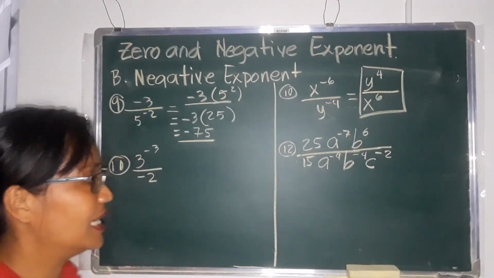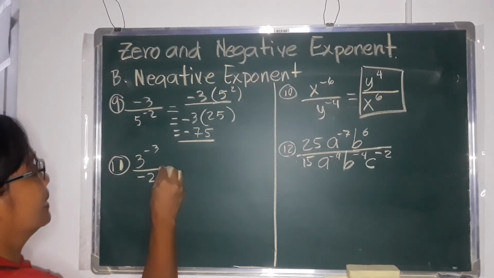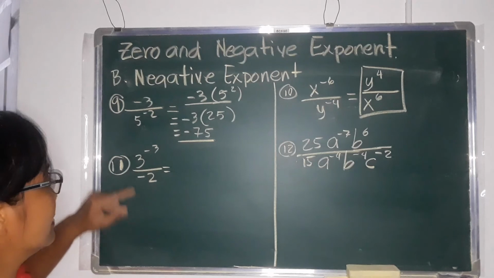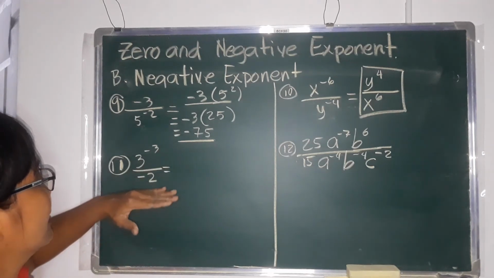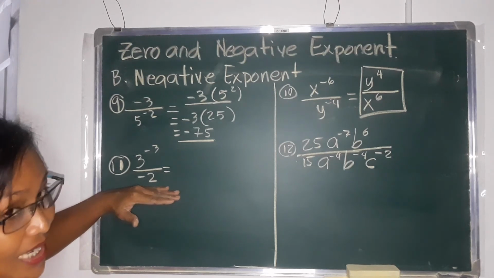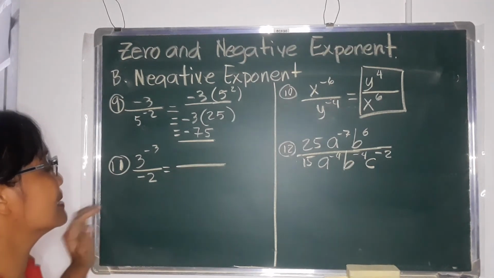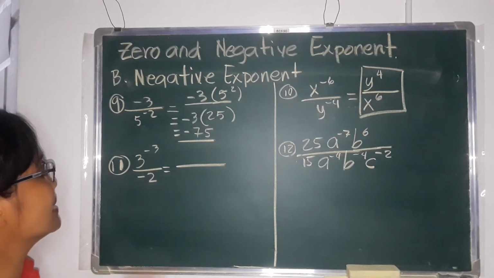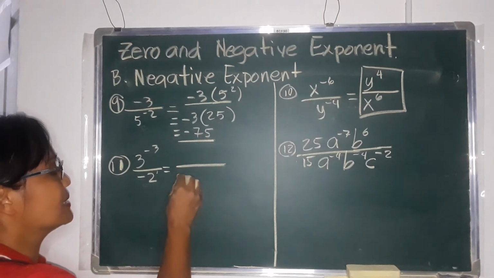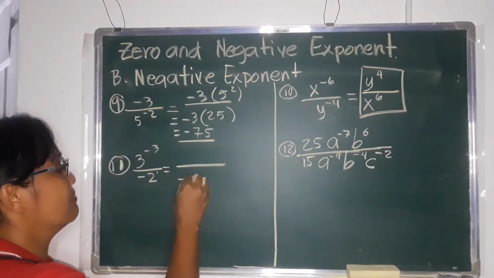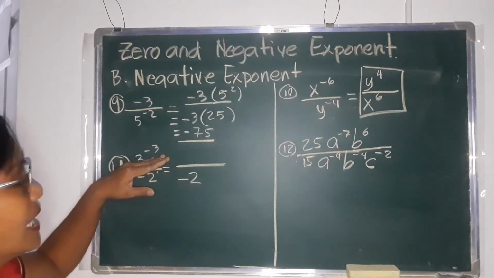Get it? Next, number 11. So in here, if you notice, we have 3 raised to negative 3 exponent, and then divided by negative 2. So our denominator is negative 2, which has an exponent of 1. So it remains on the denominator. So we have negative 2. And our numerator is negative.